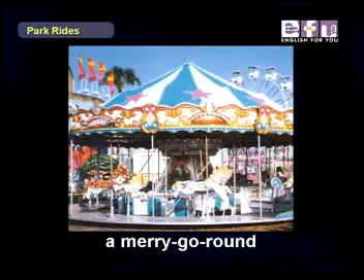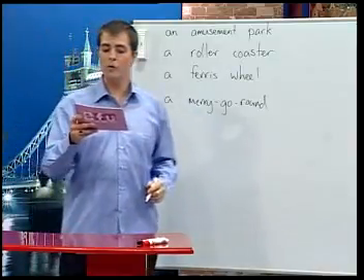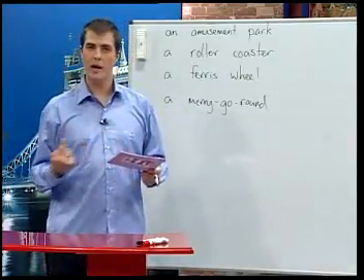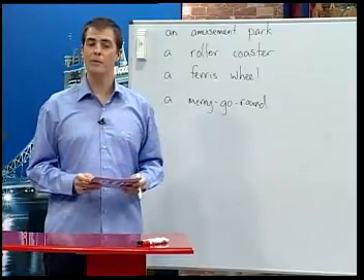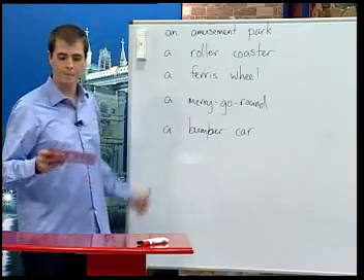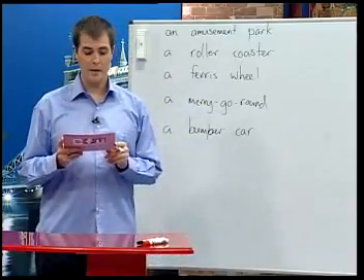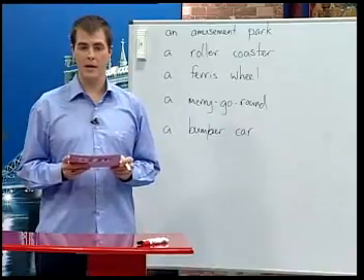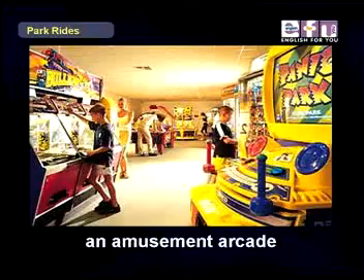A merry-go-round. A merry-go-round is a machine that turns around and around and has model cars or animals for people to sit on. A bumper car. A bumper car is a small electric car that you and other people can drive in a special area. You try to hit other cars in the bumper car.